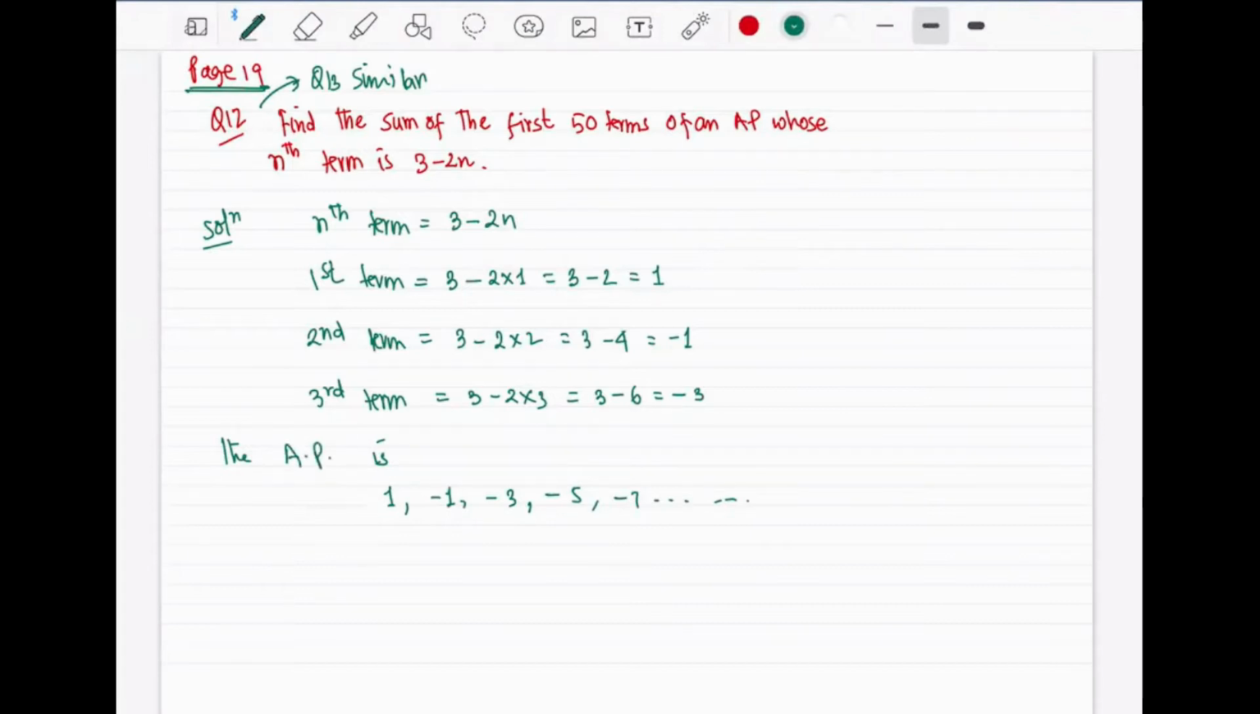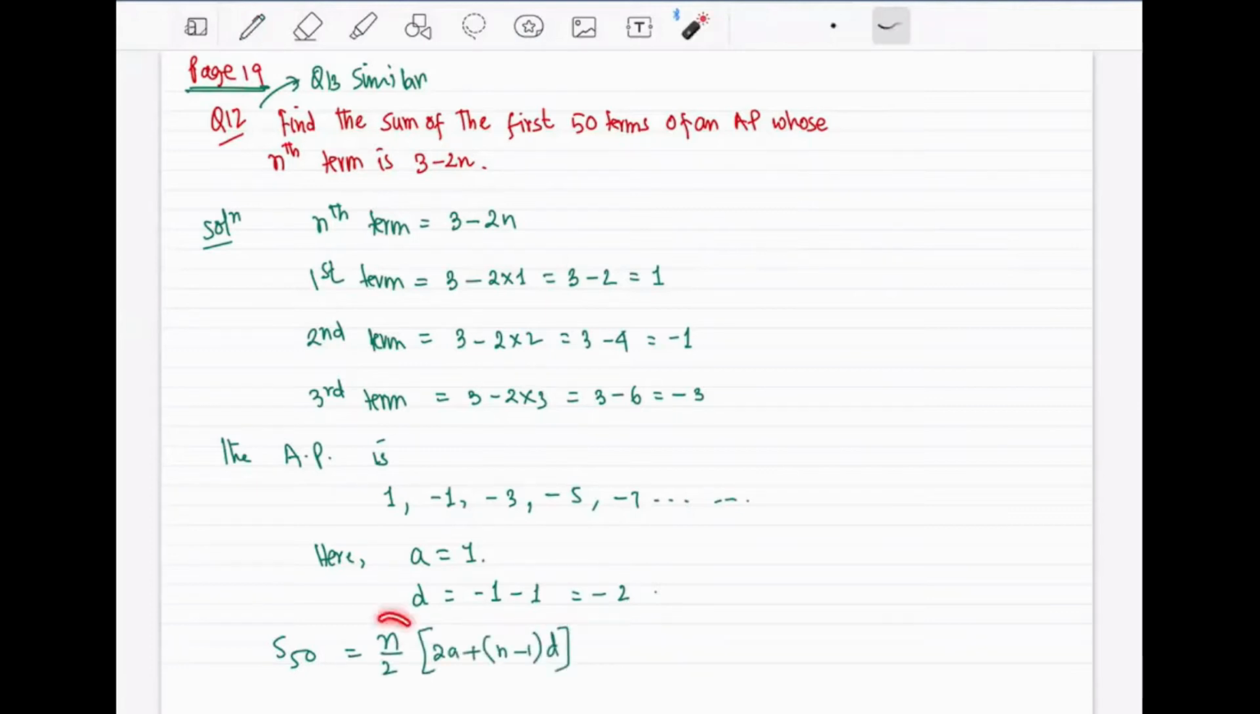Now it is time to find the first term and common difference, because the number of terms is already given as 50. So here a is 1. For d, subtract any two consecutive terms: minus 1 minus 1, so we get minus 2. Now we have to obtain the sum of the first 50 terms of the arithmetic progression. So we write S50 equal to n by 2, [2a plus (n minus 1)d]. We put n as 50, a as 1, d as minus 2.